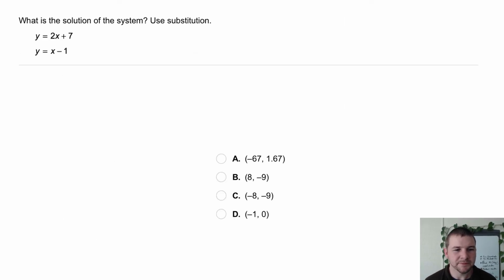Your turn. What is the solution of the system? Use substitution.